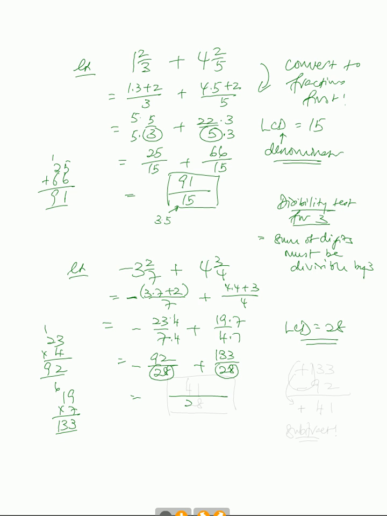Okay, once the denominators are the same, you write it, keep it as it is. The bigger number is 133. The smaller number is 92, but it's negative. Since the signs are different, I will keep the top sign, but I will subtract. So this is what we talked about in 1.1. So let's go ahead and subtract. 133 minus 92 is 41. So this is 41 over 28. And the only numbers that can divide 28 are 2s and 7s, which both don't work for 41, and so that's it.